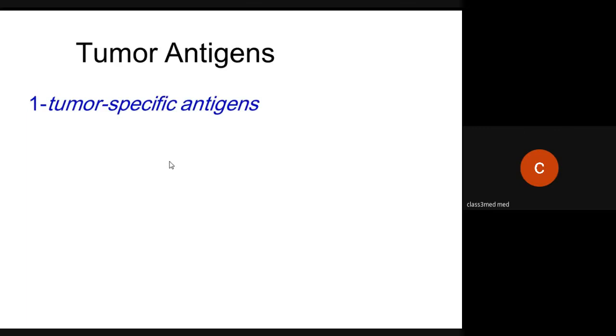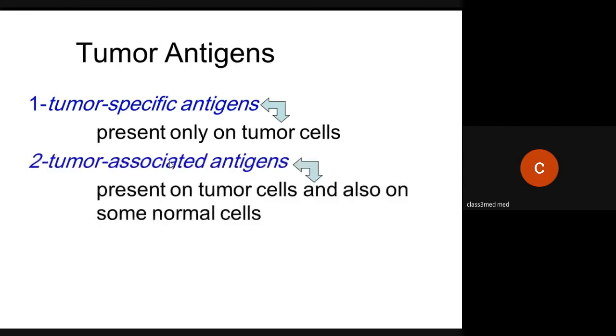The tumor cells, like any cell, express antigens. Some of the antigens are called tumor specific antigens, which are expressed by the tumor cells only, not by the normal cells. We call these tumor specific antigens. Whilst those expressed as well by normal cells are called tumor associated antigens. It should be easy, let's not make mistakes. From its name, tumor specific antigens means expressed by the tumor cells only.